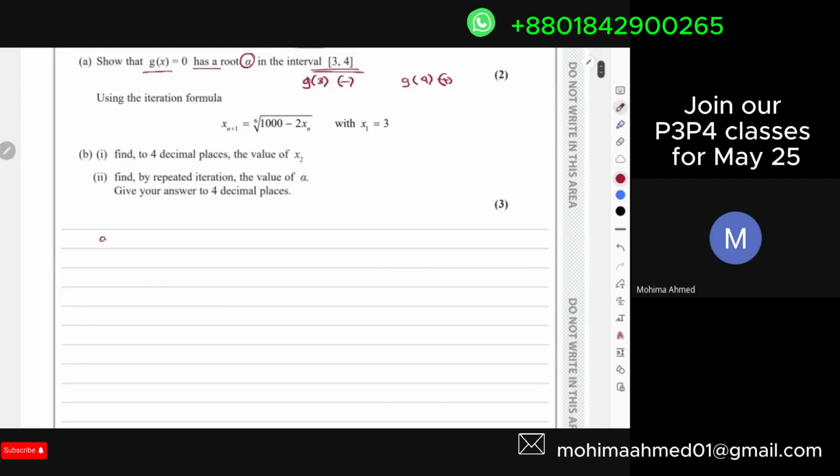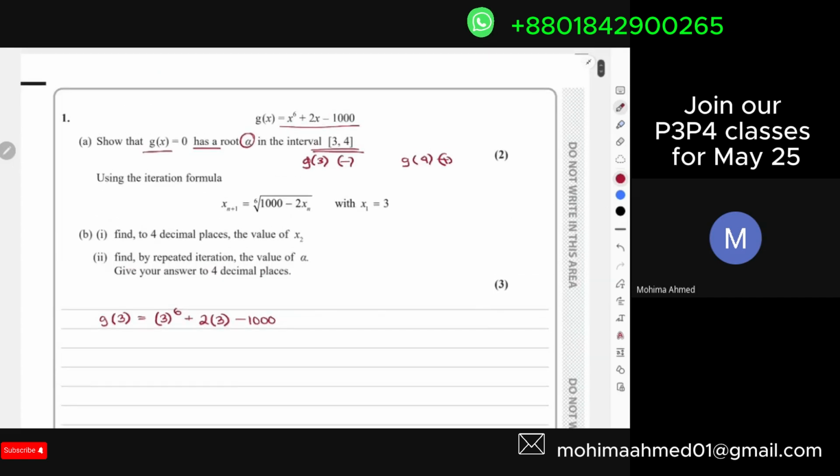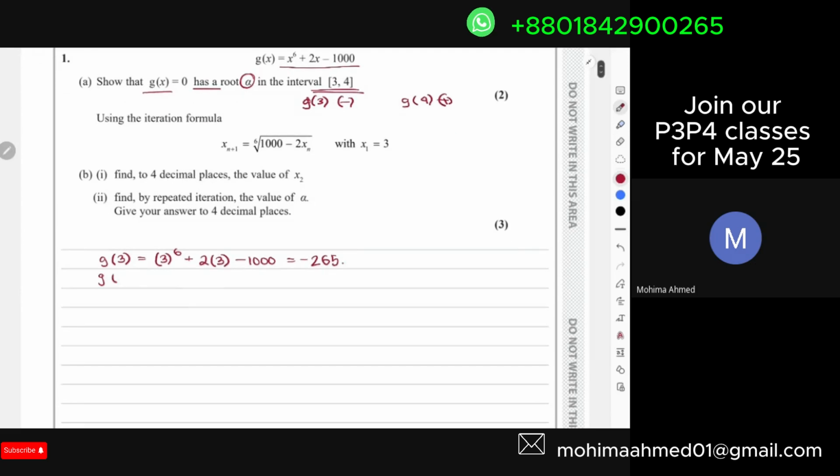If you calculate g3, that's going to be x power 6 plus 2x minus 1000, so 3 power 6 plus 2 times 3 minus 1000. I'm going to get negative 265. So our g3 is negative, and then again calculate g4.